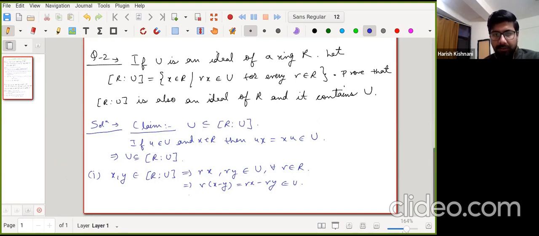Thus one can say that X minus Y, and as this also holds for all r inside the ring R, this implies that X minus Y is there in the original set in consideration. So it forms an additive group.